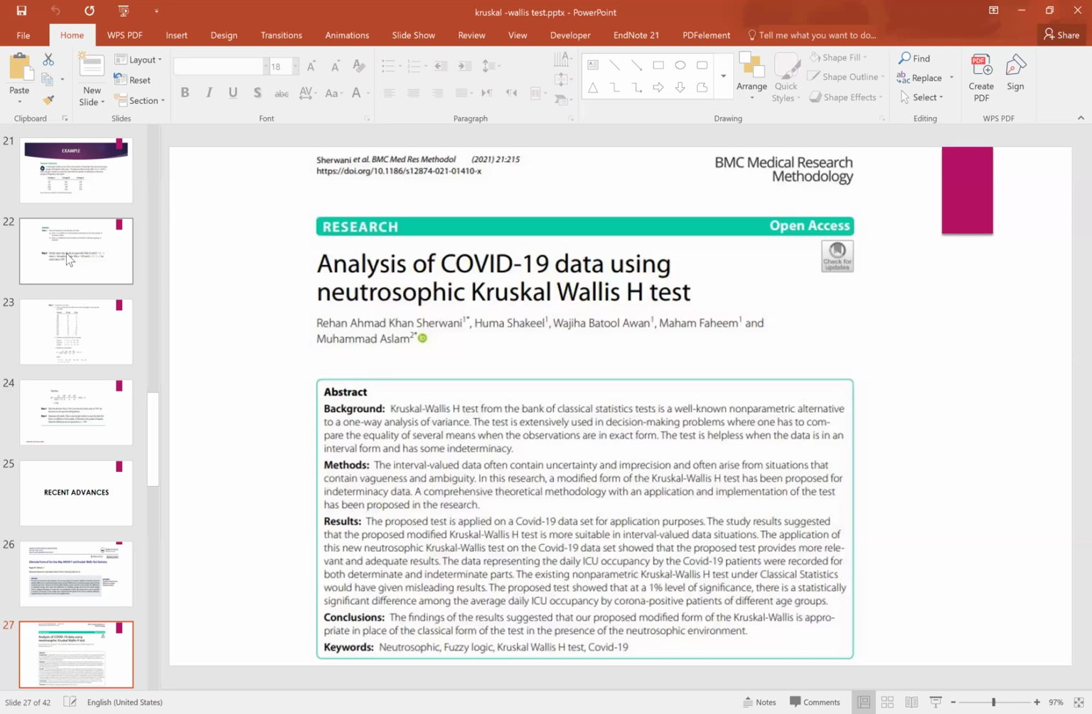The application of the new neutrosophic Kruskal-Wallis test on the COVID-19 dataset showed that the proposed test provides more relevant and adequate results. Conclusion: the findings suggested that our proposed modified form of Kruskal-Wallis is appropriate in place of the classical form of the test in the presence of a neutrosophic environment.